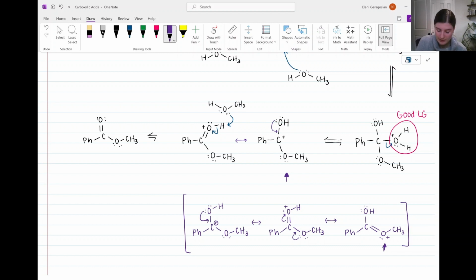But showing the second resonance structure above in the mechanism helps demonstrate how the reaction is completed, because either way, to form our final product, we have to remove this hydrogen here. And so showing the pi bond between the OH oxygen and the carbon is productive in forming our final product.